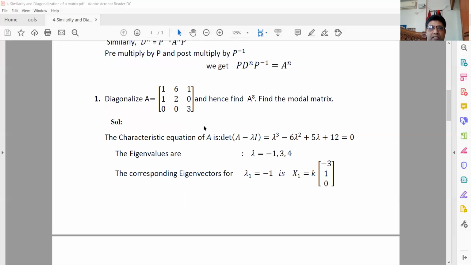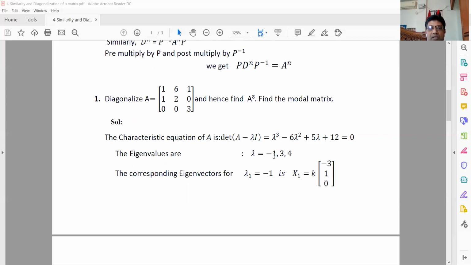So first I have to write the characteristic equation. The characteristic equation for this is this one. How do we get this characteristic equation? By writing determinant of A minus lambda I equals 0. So this is the characteristic equation, which is a cubic equation. If you solve it, you will get the roots as minus 1, 3, 4.